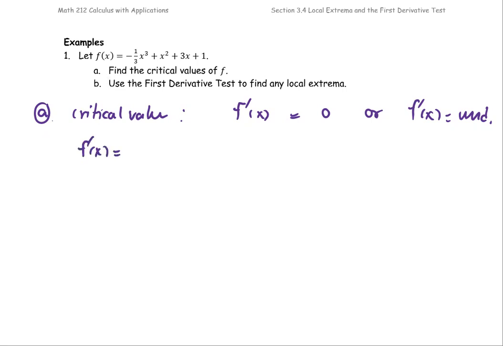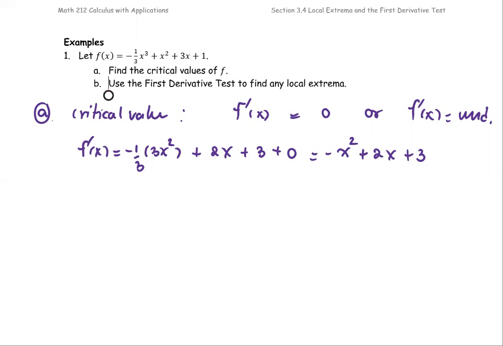The f prime is negative 1 over 3 times 3x squared for the first term, plus 2x for the second term, plus 3 for the third term, and then 0 for the last term. Simplified to be negative x squared plus 2x plus 3. Now we have the f prime expression, and this is a polynomial function.